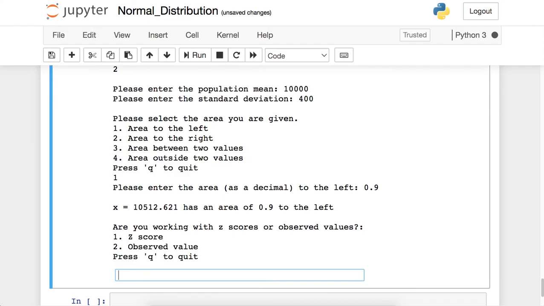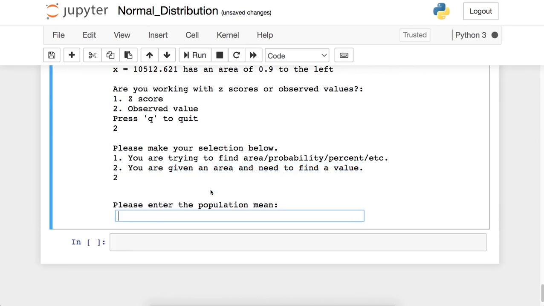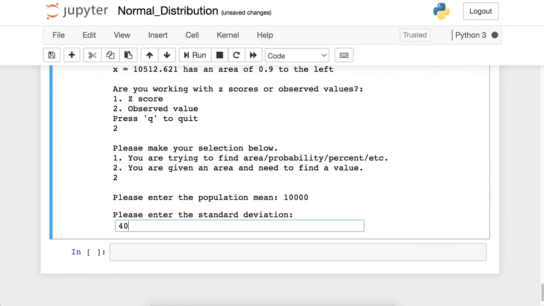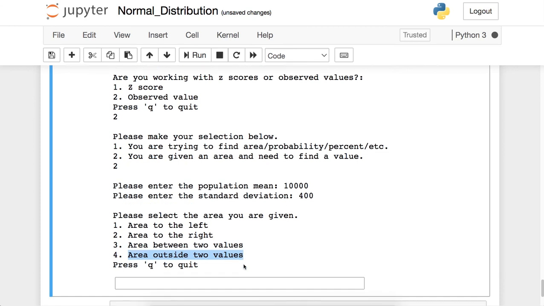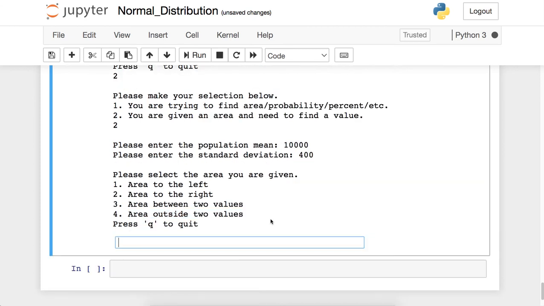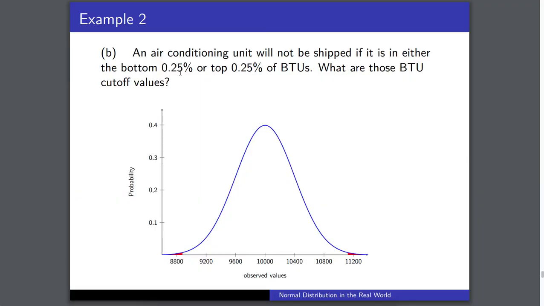Once again, we are dealing with observed values, so option 2. And we are given an area and need to find the value, so 2 again. Population mean is 10,000. Standard deviation is 400. And we are looking for the area outside the two values, so we want option 4. Now for the total area, I went and updated the code for this whole program because now we can just convert these to decimals and then add them up without having to do it separately.